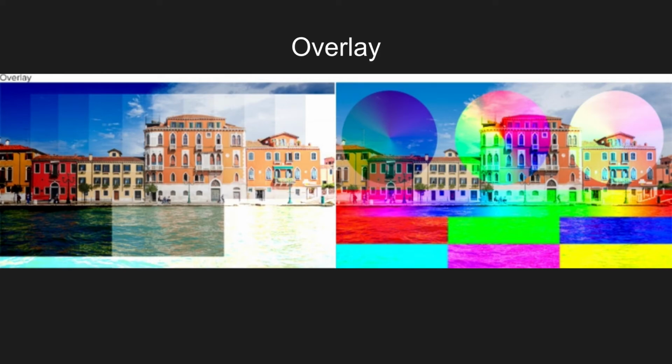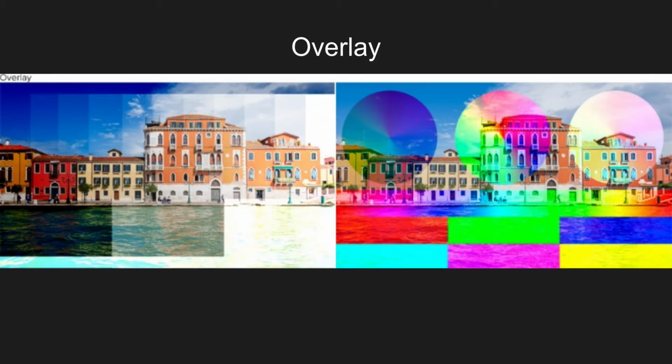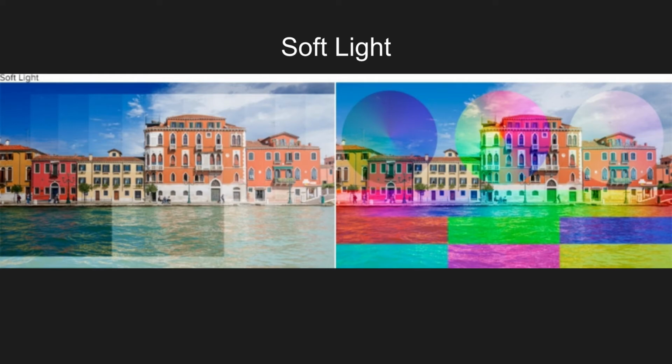So overlay is one, and soft light is our next one. You can see the difference between overlay and soft light. It is very much like overlay. It applies either a darkening or lightening effect depending on the luminance values, but in a much more subtle way, right? You can think of soft light as a softer version of overlay without harsh contrast.